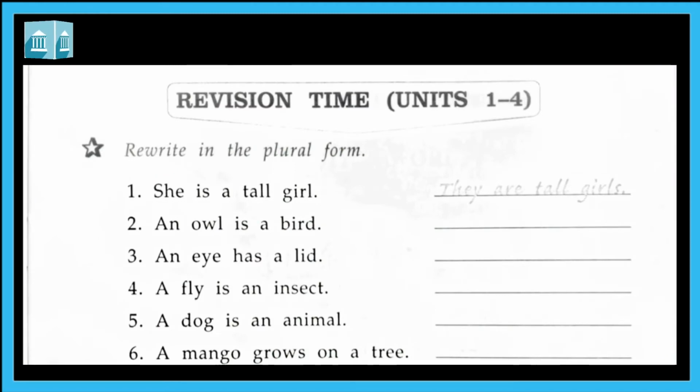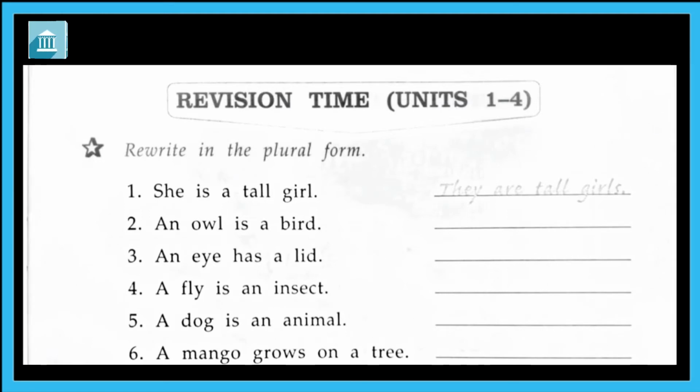Our first exercise, rewrite in plural form. Now in this exercise, first of all, we will understand which words are in singular form and then we will convert those words into plural form. See, first one, she is a tall girl. Now in this, we can convert she into they, is into are and girl into girls. So the sentence will be like this. They are tall girls.